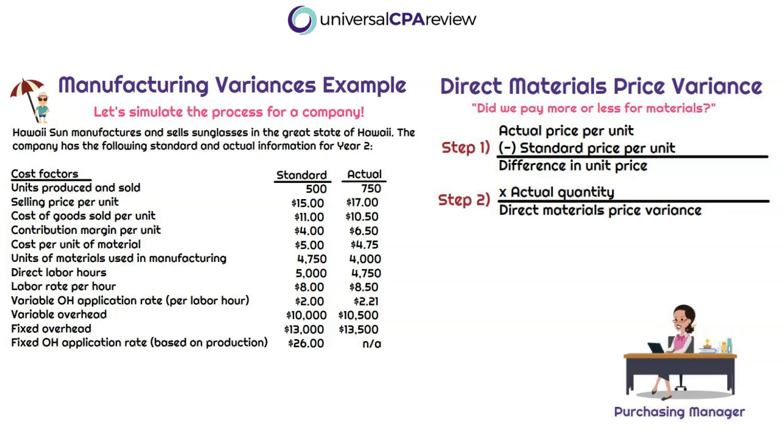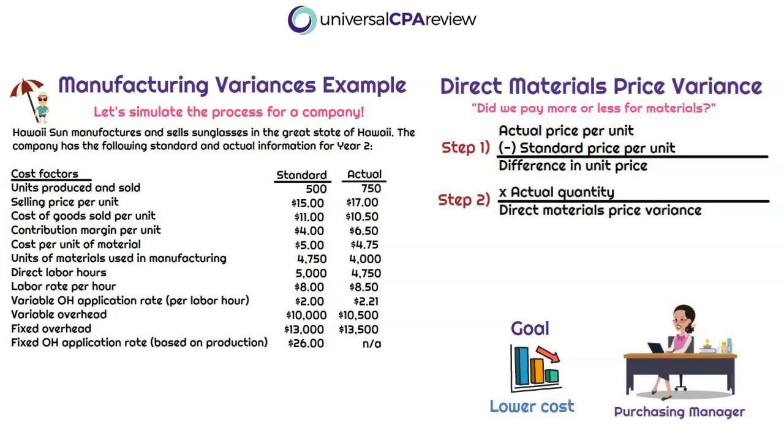They're the one that goes out and says, okay, at the beginning of the year, we believe we can buy it for this price. Were they actually able to find vendors or suppliers that could sell it at a lower or higher price? So if you're the purchasing manager, would you rather pay more or less for a unit of material?